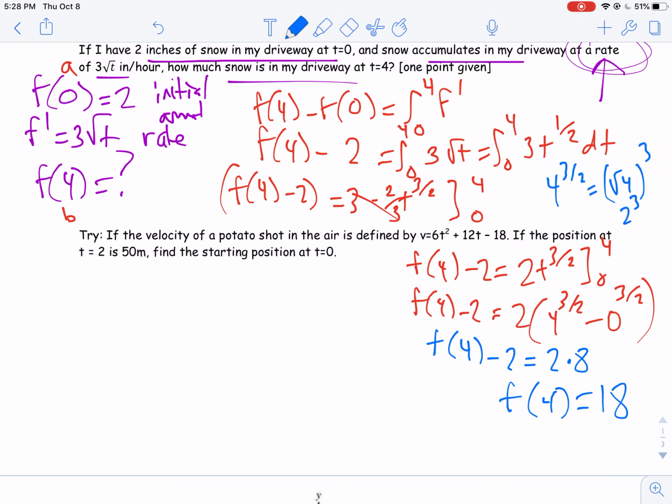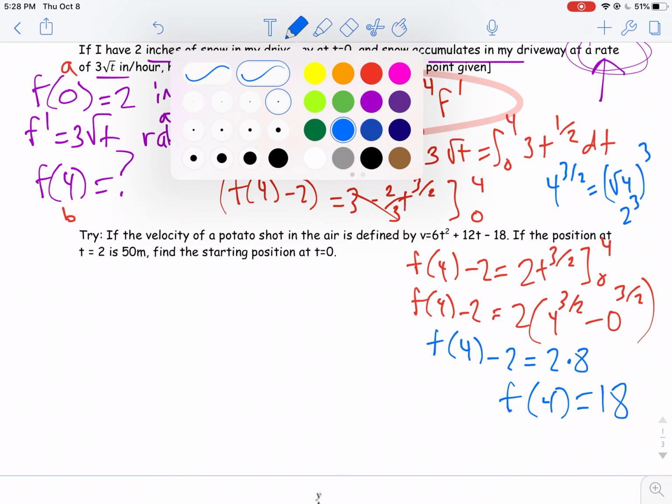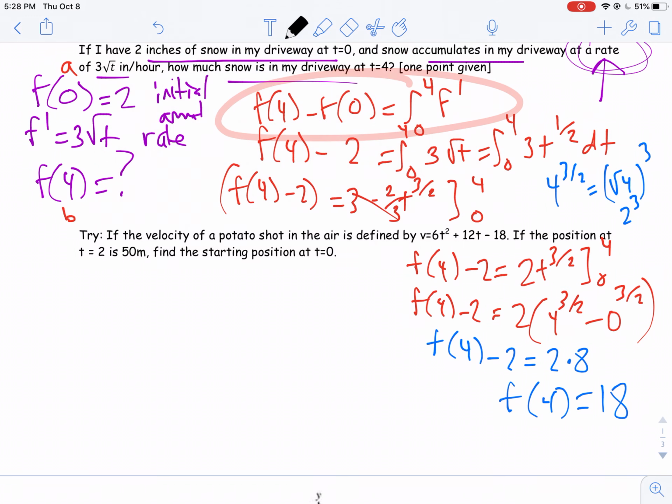So we have an indefinite integral, but again, the key is getting to this step. Like that final minus initial is the integral of my rate. That's the crucial part right there. Okay, so let's look at another problem.